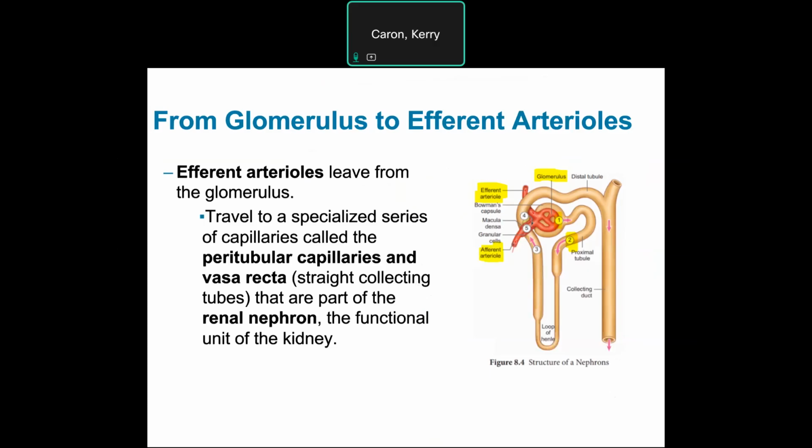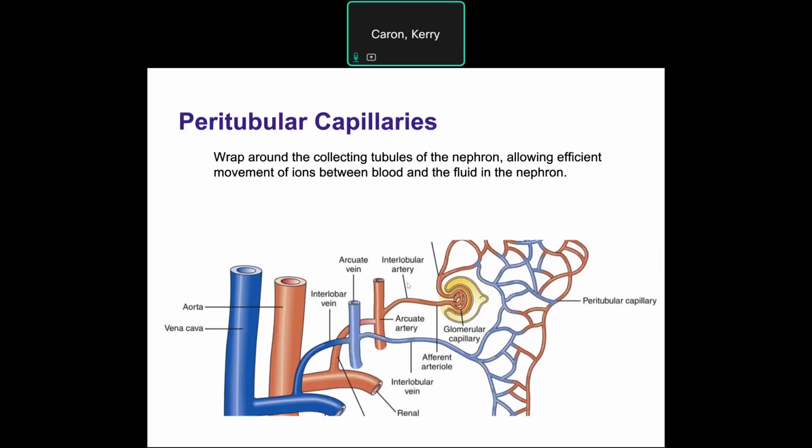So, efferent arterioles, exiting arterioles, leave the glomerulus, okay? And they're going to travel through capillaries called peritubular capillaries and the vasa recta, okay? Straight collecting tubes that are part of the renal nephron, okay? The peritubular capillaries are going to wrap around collecting tubules in the nephron, allowing for movement of ions between blood and fluid.